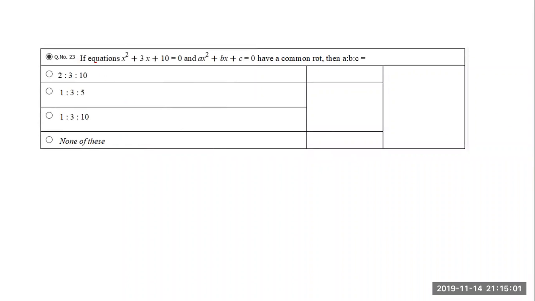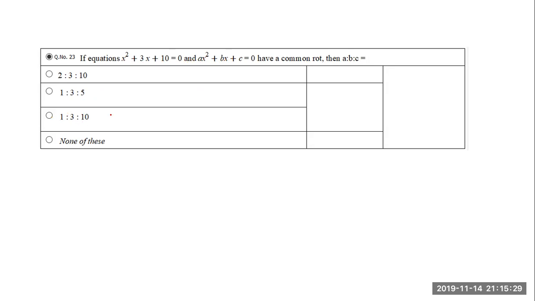Next question. If the equations x cubed plus 3x plus 10 is equal to 0 and ax squared plus bx plus c is equal to 0 have a common root. Sorry, there is a mistake here. Common root. Okay, then a is to b is to c, what is the answer for this? See, this equation and this equation should be same for the roots to be common. Therefore, a should be 1, b should be 3, and c should be 10. Therefore, 1 is to 3 is to 10 is the answer.